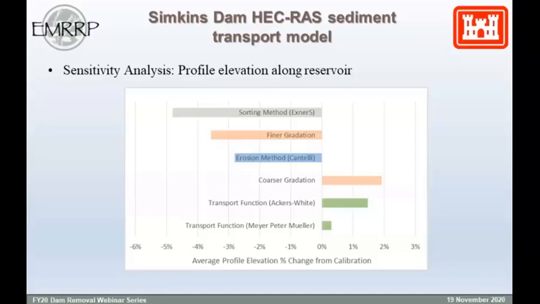Following the erosion method, and as you can see, the transport functions made a difference in the results, but they were less than sorting or bed material gradation. That tells me that even if I'm using transport functions that are not exactly the same, the fact that they were designed for sand and gravel materials, the model wasn't as sensitive as it was to bed material gradations and sorting methods.